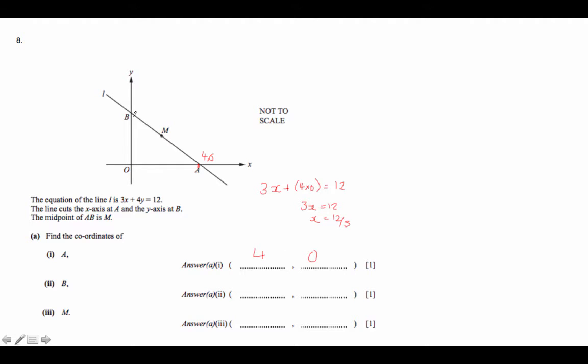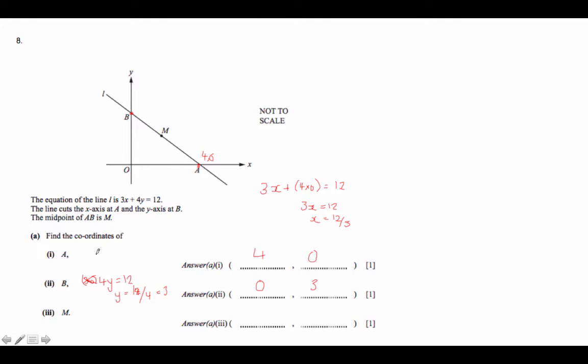Then for the B coordinate, if I'm on the y-axis, then the x coordinate is 0, because I'm not to the left of the origin, I'm not to the right of the origin. So I know it's going to start with a 0. How do I find the y coordinate? I substitute 0 in for x in the equation. So I get 3 times 0, which is 0, plus 4y equals 12. So y is equal to 12 divided by 4, which is 3.